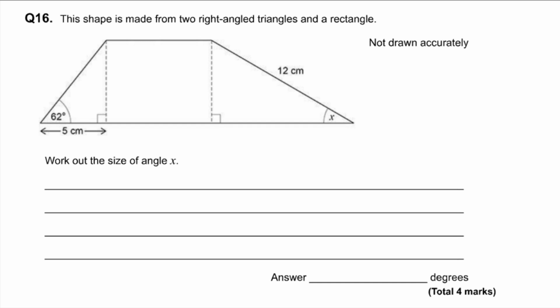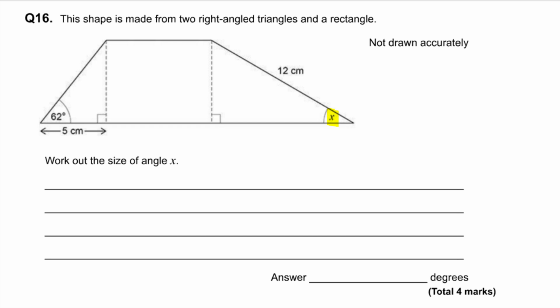Question 16. This shape is made from two right angle triangles and a rectangle. Work out the size of angle X. So there's angle X all the way over there. Can't really start in that triangle though. We only know one thing, and that's not enough to use either Pythagoras or trigonometry. No, you need to know two things in the triangle in order to use those.